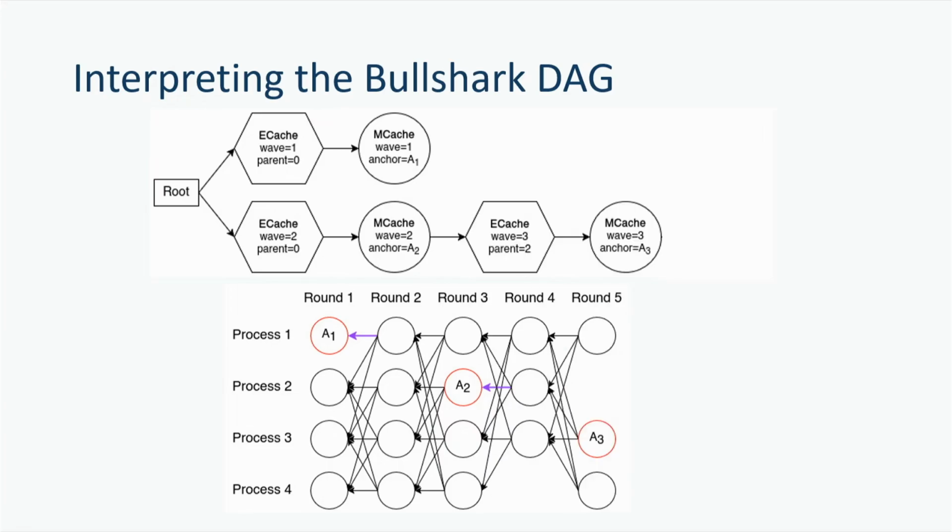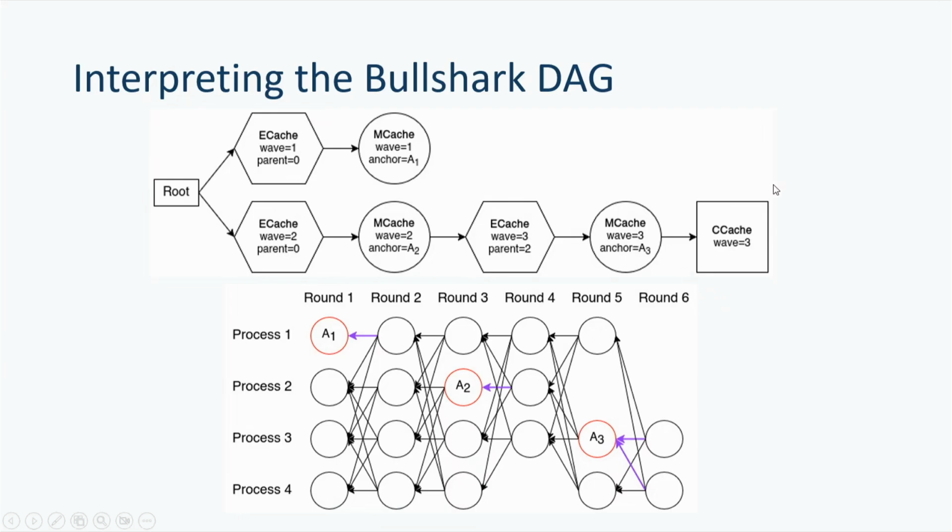In A3, we finally have an anchor that's committed. You can see that there are 2 references to it, which forms a quorum, and we represent it by a C cache over here. So from this figure, we can see that the committed leader entries should be A2 and A3. And that's, in fact, exactly how the network-level specification of Bullshark works.